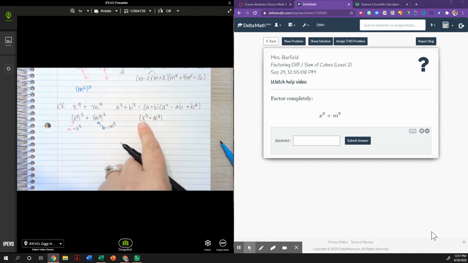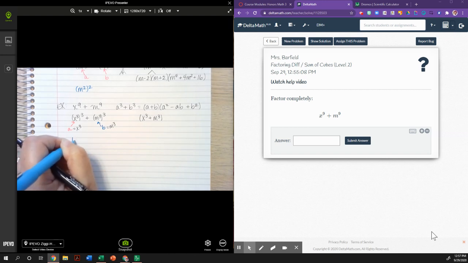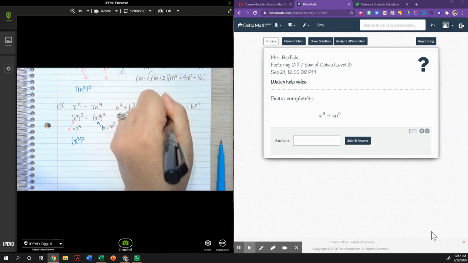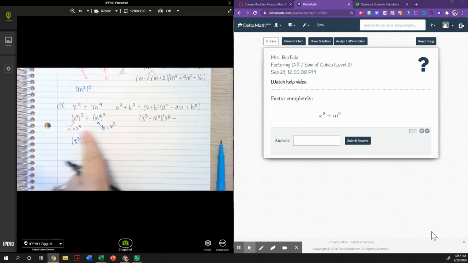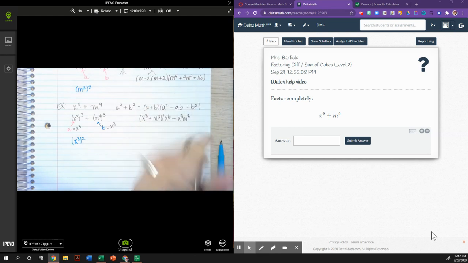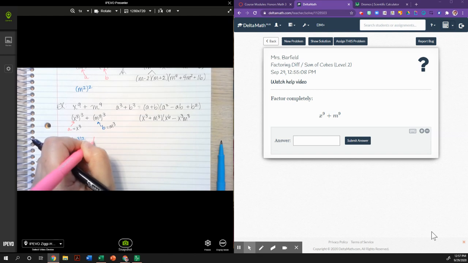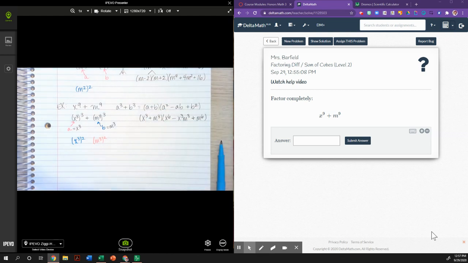Then I take my a term and I square it, just like I did here with m squared. So x to the third, I'm going to square it. That's going to be x to the sixth. Minus, now I'm going to take these two terms and multiply them together, so x to the third, m to the third. Then I'm going to take b, which is m to the third, and square it. So that's going to be plus m to the sixth.